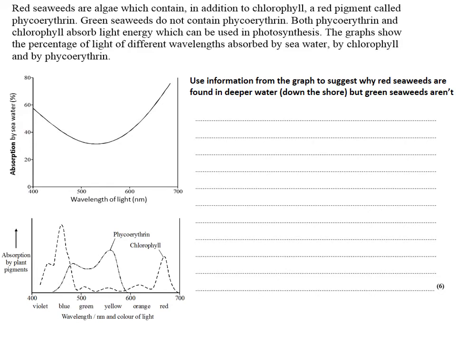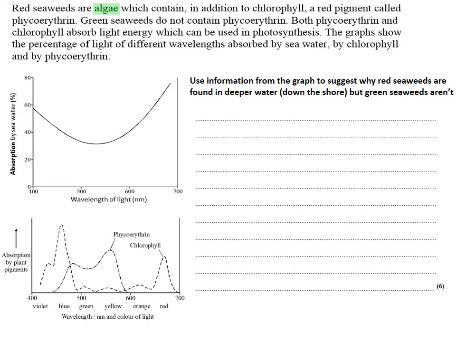Now this is a slightly different style of question, and it's going to give us some data in the form of 2 different graphs, and we're going to utilize this data to be able to formulate a response and an answer. So the information in the text at the top of the question does say that red seaweeds are algae. Now algae are unicellular and sometimes multicellular organisms that can photosynthesize. They are autotrophic. They can make their own glucose through photosynthesis. So they do have photosynthetic pigments.